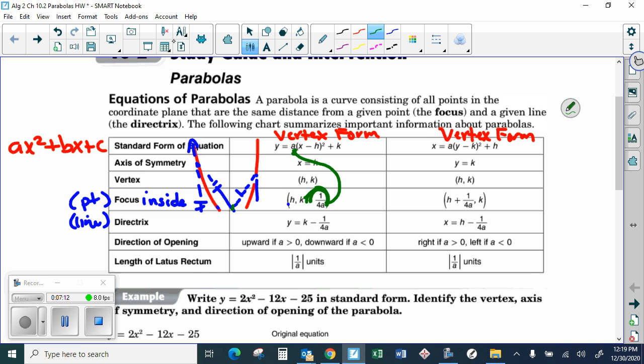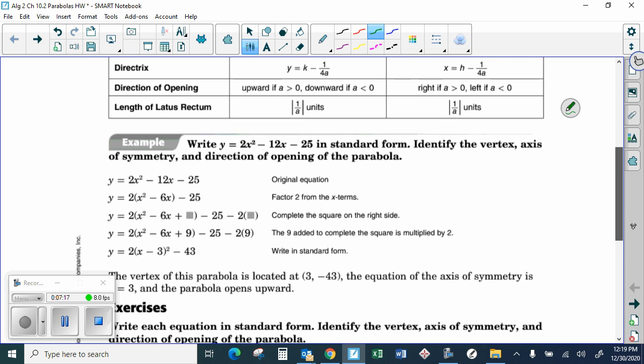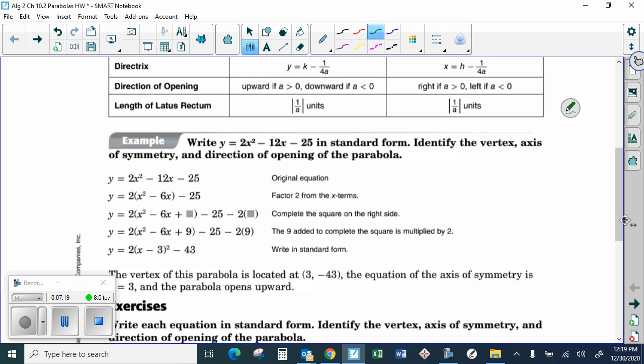Let's go ahead and look here. Write this in vertex form, it should say vertex form, not standard form. Identify the vertex, axis of symmetry, and the direction of opening of the parabola. So first thing I need to do is I need it to be a 1 right there, so I need to factor out the 2.